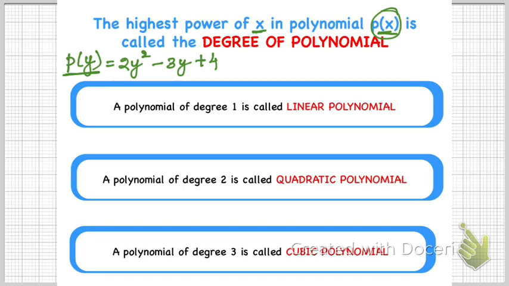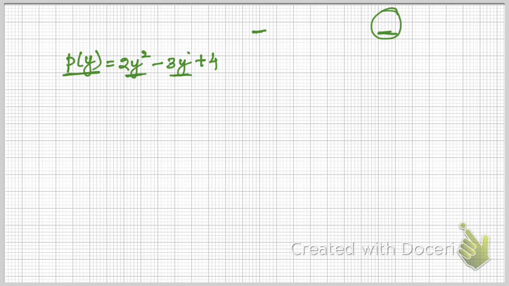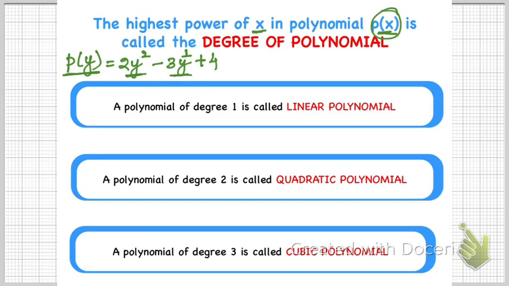What is the highest power of y? We have two exponent terms for y. This is y square, and here nothing is there, so it is y to the power 1. So in this case the highest power of y is 2. So here the degree of the polynomial is 2. The degree of this p(y) polynomial is 2.